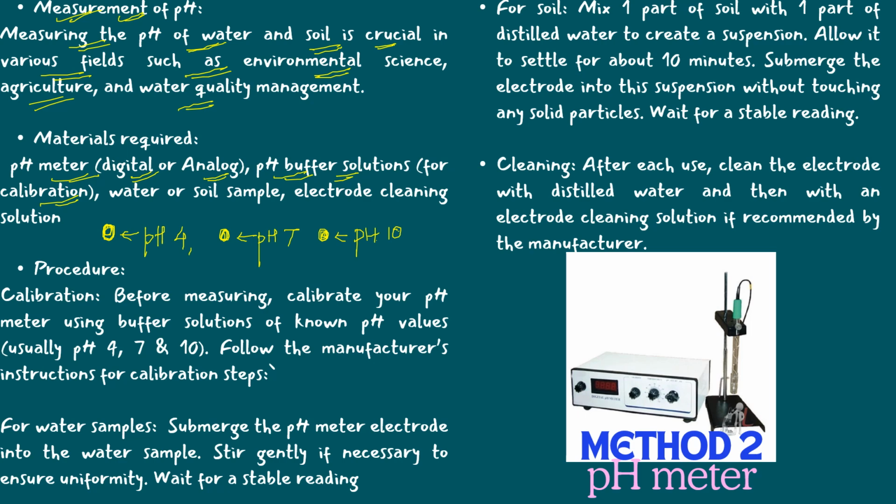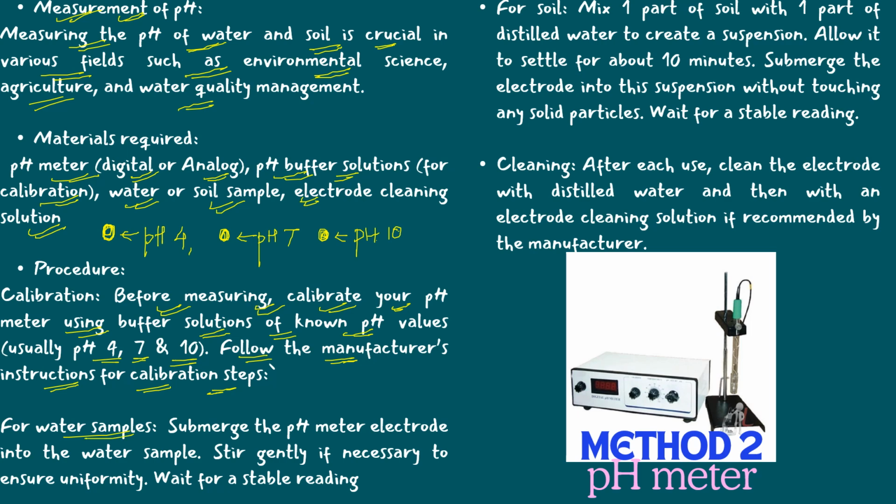So what we will do, water, soil, and electrode are used for cleaning the solutions. Then before measuring, calibrate your pH meter using buffer solutions of known pH values like pH 4, 7 and 10. Then we follow the manufacturer's instructions for calibration steps.